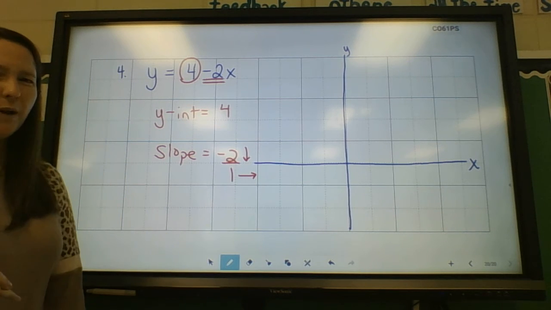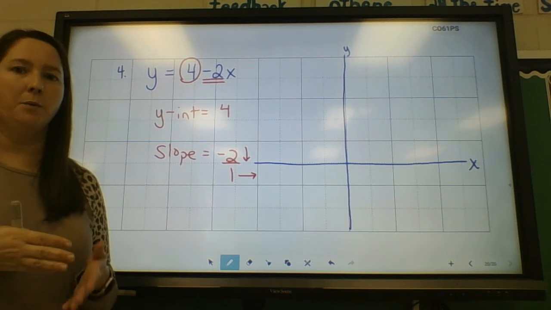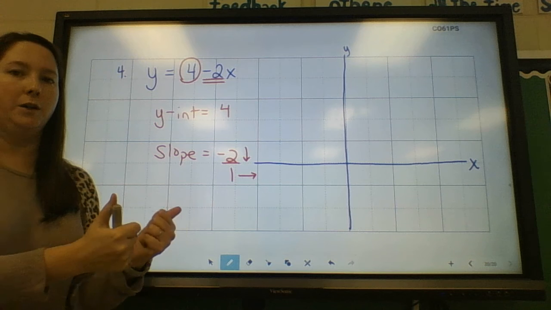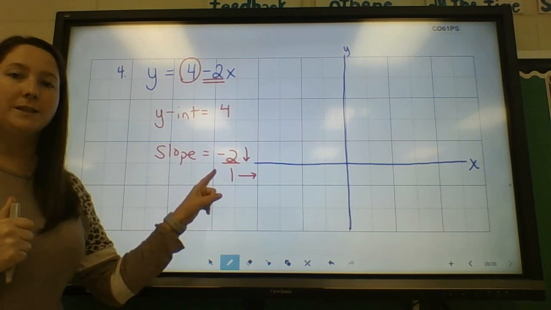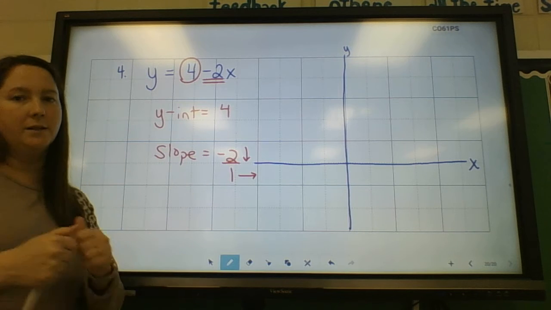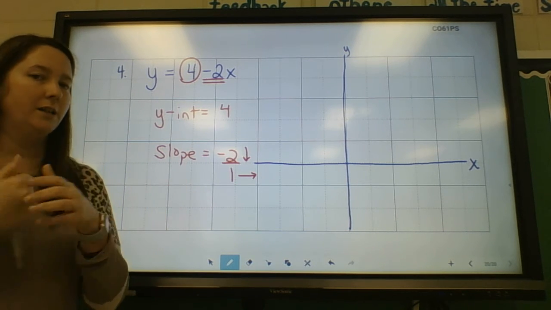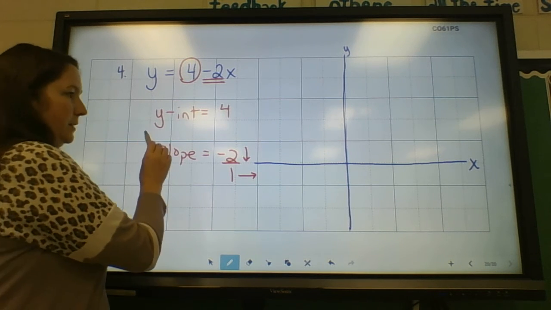Then everybody's like, well, we've run to the right a bunch. Most of the time you will run to the right. Very rarely will you run to the left. If that denominator was negative, we would run to the left. In the next video, you may see us running to the left, but most of the time we run to the right.